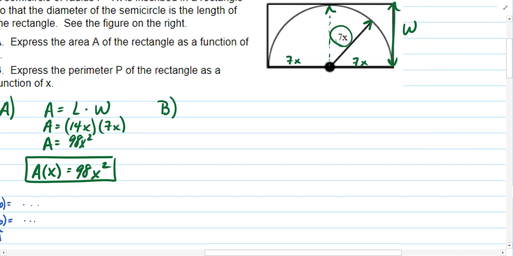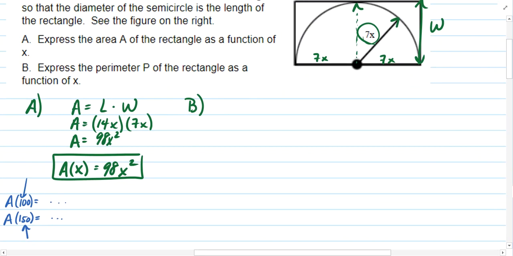So in a similar exercise, we can express the perimeter of the rectangle as a function of x, and I'd like for you to try that on your own. So please pause the video now and resume playback in a moment to check your work.